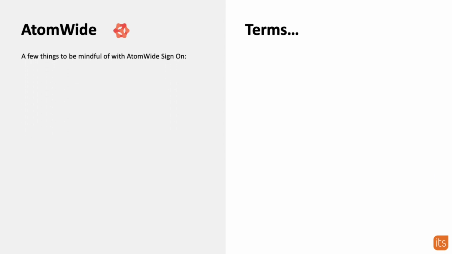A few things to be mindful of with the atom-wide single sign-on. We've got some of you using atom-wide. We need to make sure that all students have correct UPN numbers in your MIS system, because atom-wide needs this to match the learners in the platforms to allow them that single sign-on.